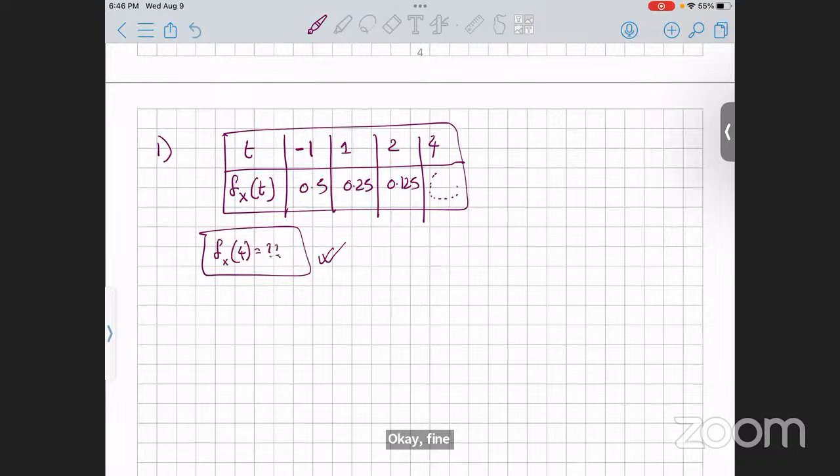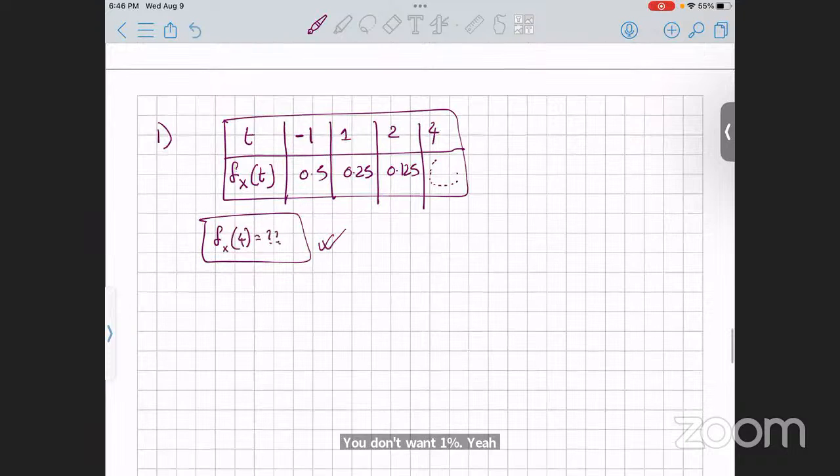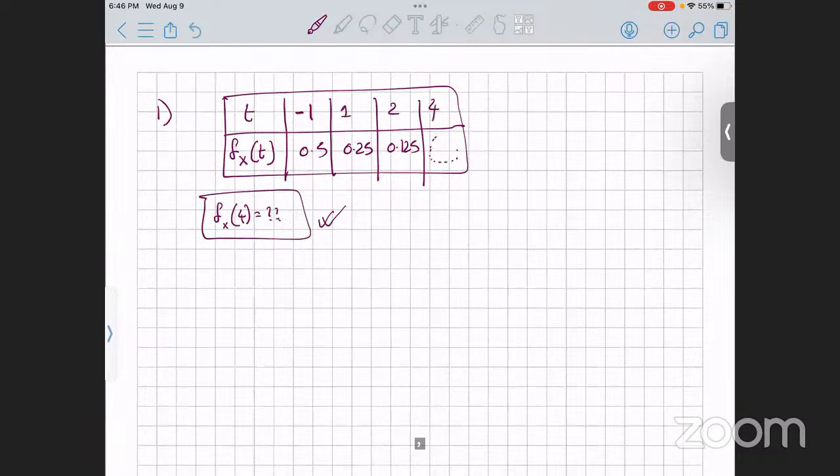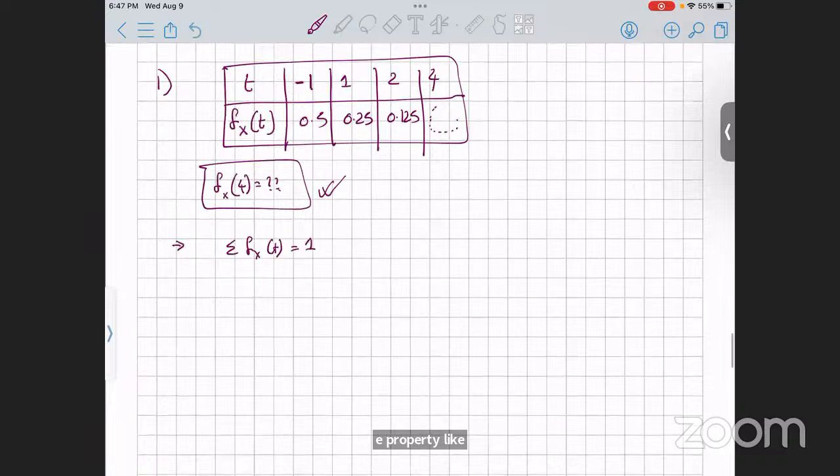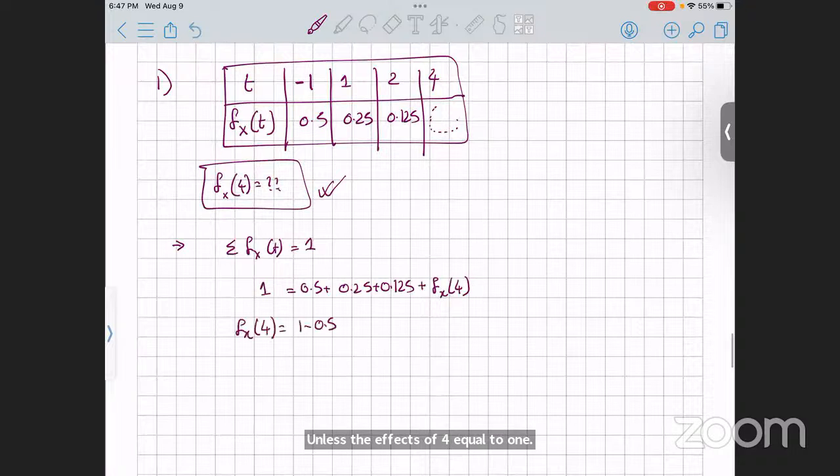Yes, exactly, 0.125. We know from the property that the sum of f of x of t equals 1. So 0.5 plus 0.25 plus 0.125 plus f of x of 4 equals 1. So f of x of 4 equals 1 minus 0.5 minus 0.25 minus 0.125. That is equal to 0.125. Clear, everyone?